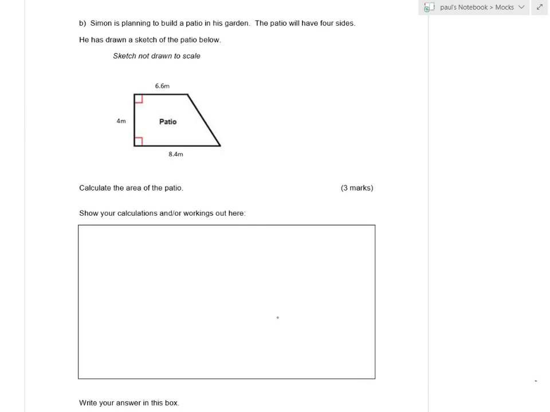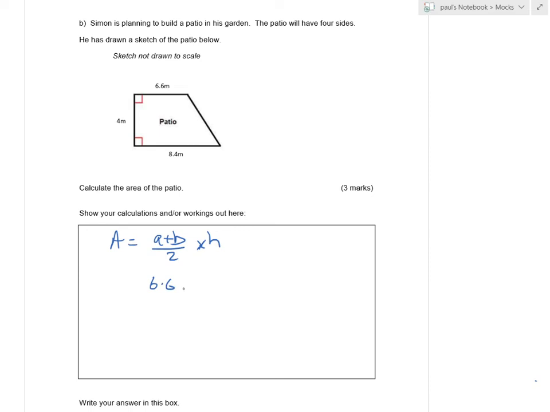Right, what's Simon up to? He's planning to build a patio. The patio will have 4 sides and he's drawn a sketch. Calculate the area. Now the area of a trapezium. The area of a trapezium is A plus B divided by 2 times the height. Now A and B refer to the top and bottom.